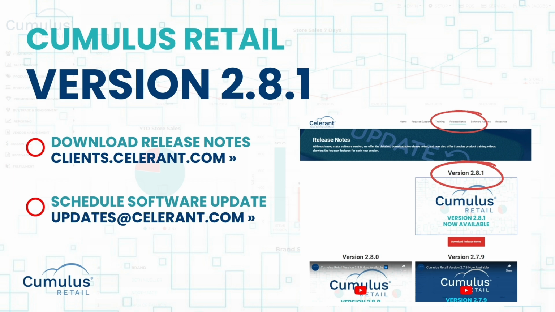These are just some of the new features included in Cumulus Retail 2.8.1. You can download the release notes from the client portal and schedule your software update by emailing updates@celerant.com.